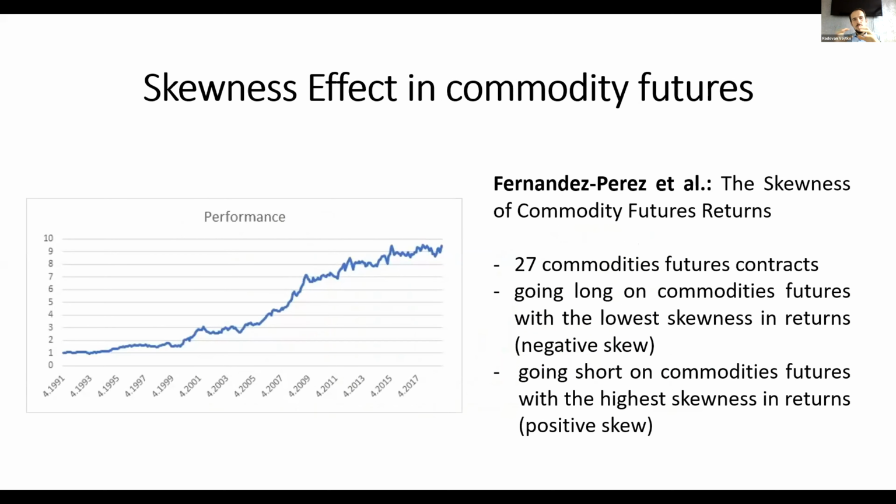And the best example of the skewness effect in trading is a research paper from Fernandez Perez and his team, which is called the skewness of commodity futures returns. The team around Fernandez Perez checked the skewness in the returns distribution for a group of 27 commodities on the futures. Based on the findings, the researchers proposed the trading strategy of going long on commodities futures with the lowest skewness and going short on commodities futures with the highest skewness. So clearly the strategy is profitable, but it has one more additional feature which is very favorable, and I will show you in the next slide.